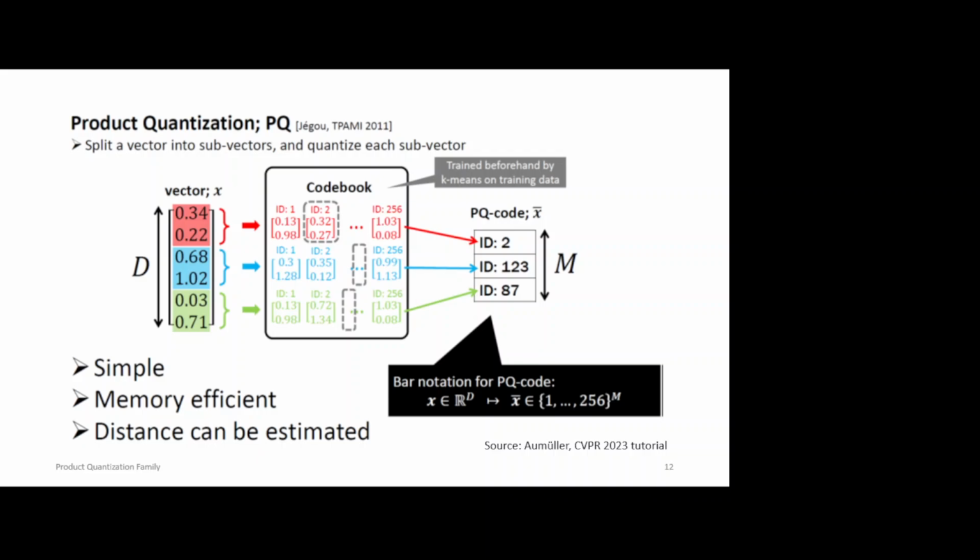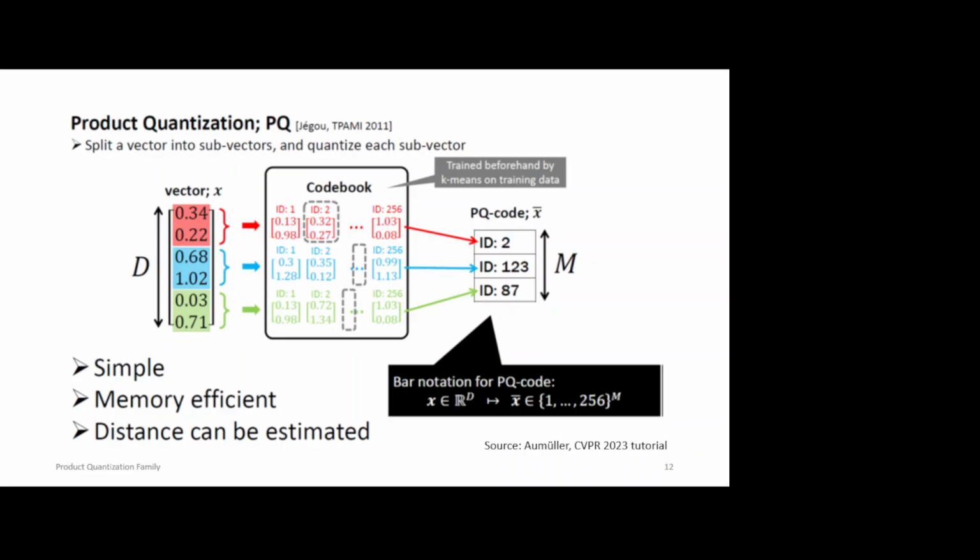And for the second segment, we apply the same process. Here we say the 123rd centroid is closest to the 2-dimensional vector. And then for the third, the closest centroid ID is 87. So after we apply the quantization, the original vector is now quantized. We just keep the centroid IDs here.